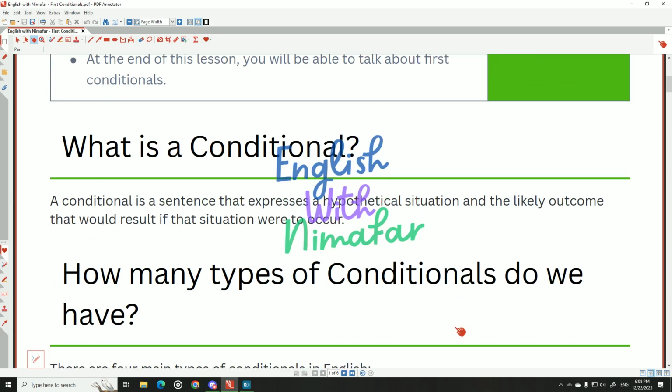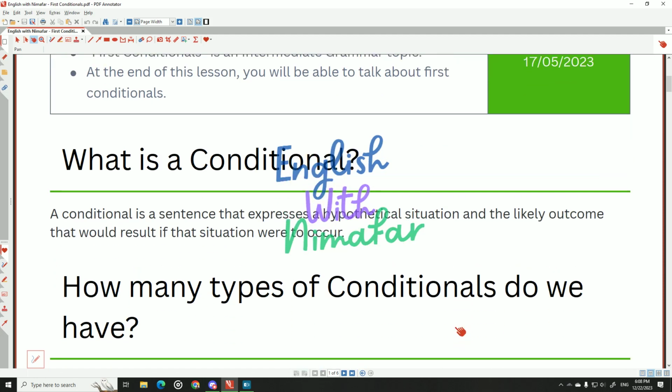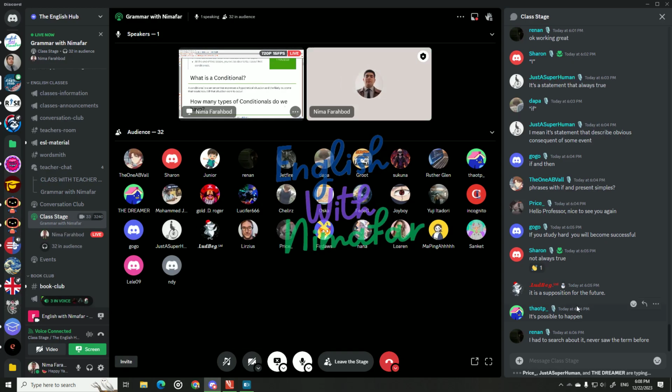But, okay, we understood the condition is that, for example, you do something, you will see the result in the future. Or if you did something in the past, you would have something in the present. Or both of them in the past, or many other things. But how many types of conditional do we have? This is my question. How many types of conditionals do we have?